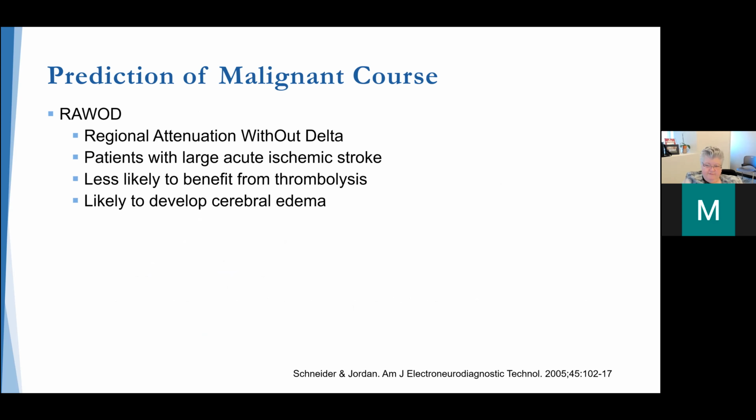again, related to the severity and the amount of the brain that's affected. Now, EEG can be useful in prediction of a malignant course after ischemic stroke. This pattern, RAWAD, known as regional attenuation without delta, initially described by Ken Jordan, was seen in patients with large ischemic stroke. And these patients are less likely to benefit from thrombolysis because they already have significant tissue destruction at the time of the initial EEG. And these patients are likely to develop malignant cerebral edema with risk for herniation and death.